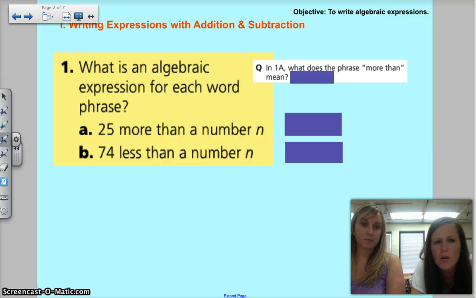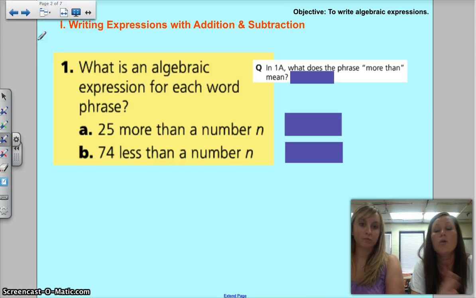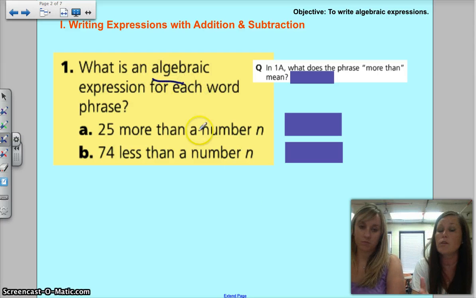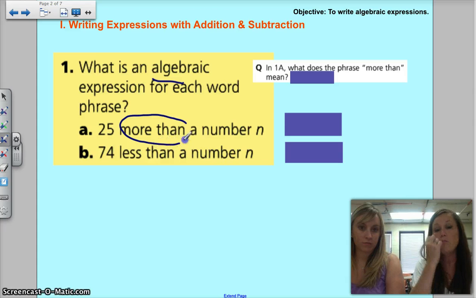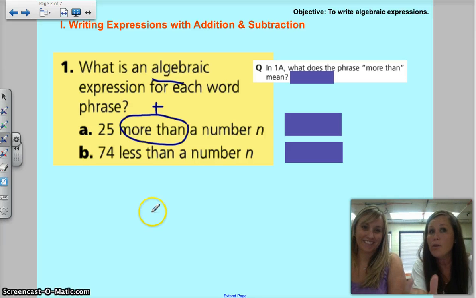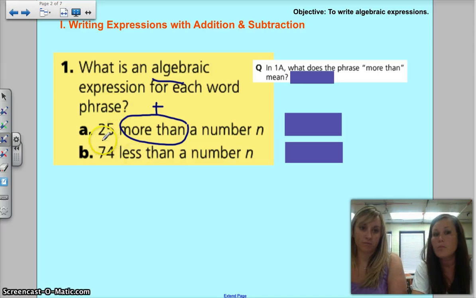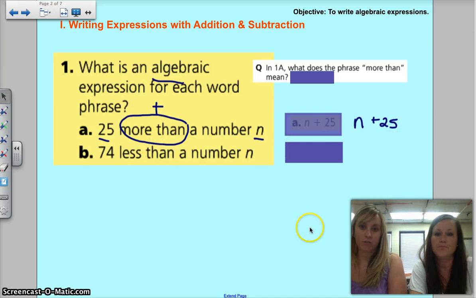First example, writing expressions with addition and subtraction. So clearly we're going to use minus and plus here. What is an algebraic expression? Algebraic meaning it has a variable in it. For each word phrase, number A: 25 more than a number n. I see more than. Two things are happening here. One, more than from my chart means plus, so I'm adding something. The other thing, a little secret: anything that comes before that more than goes at the end. So this is going to be something plus 25. What am I adding to 25? A number n. So n plus 25.